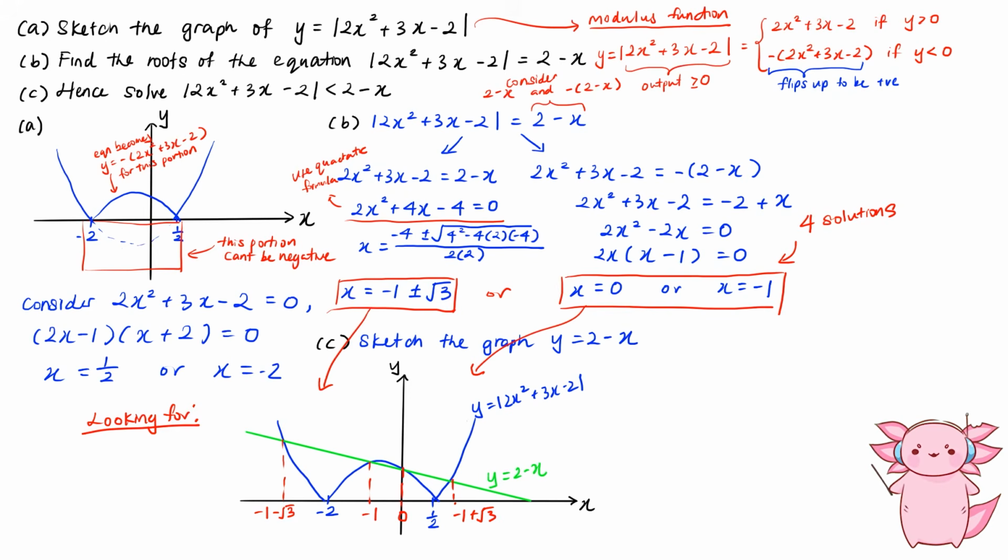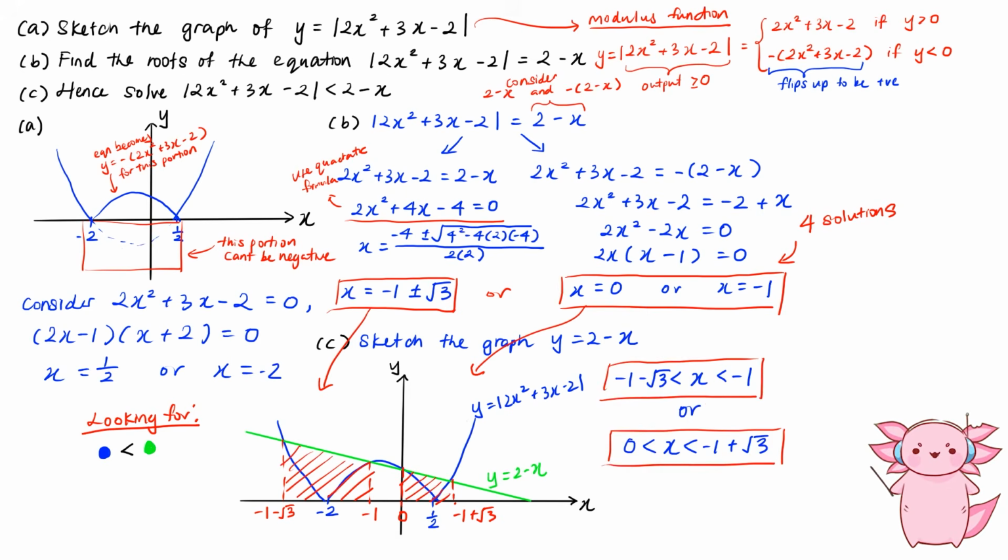Now the region where the modulus graph in blue is less than the line in green, which is this region here and this region here. Then we can get our final answer of these two inequalities in this region and in this region like this.